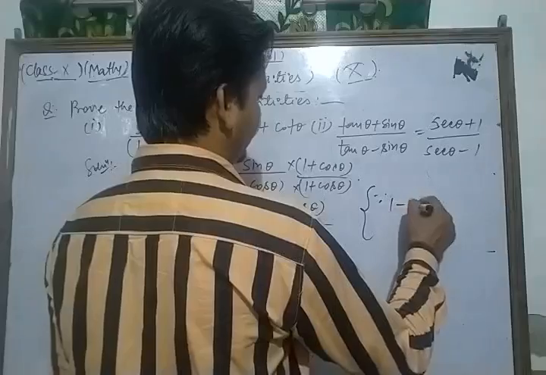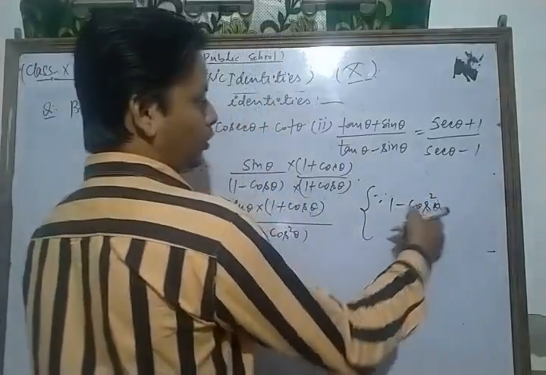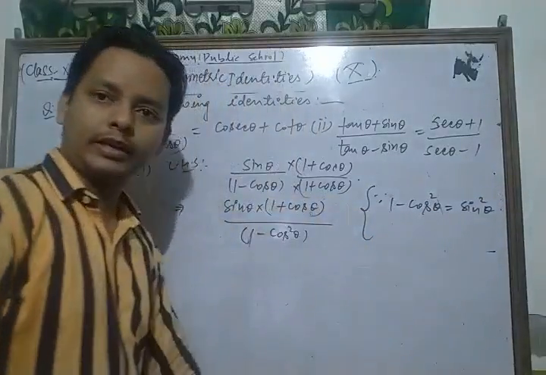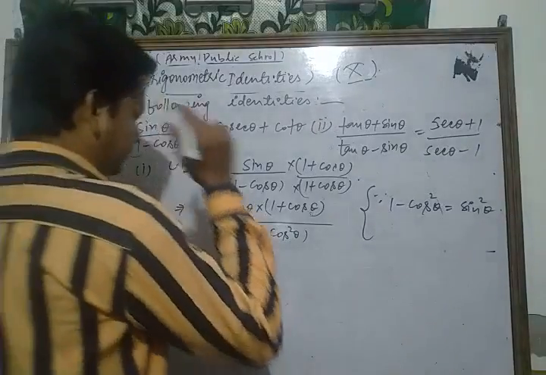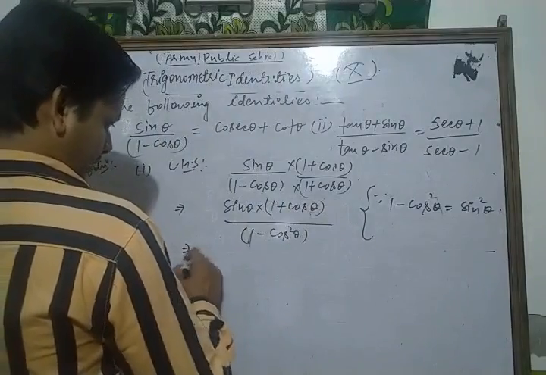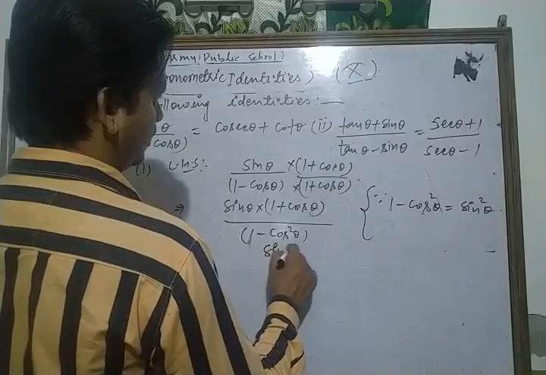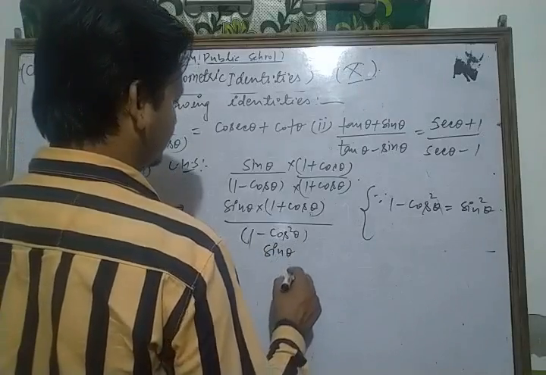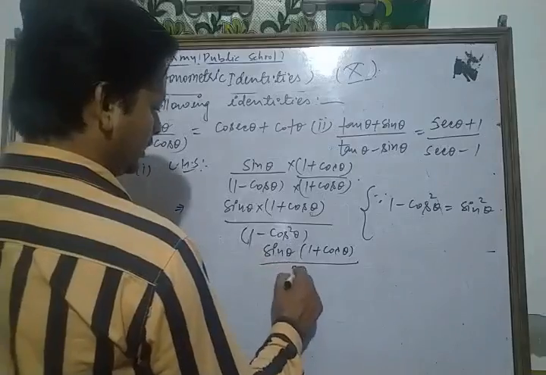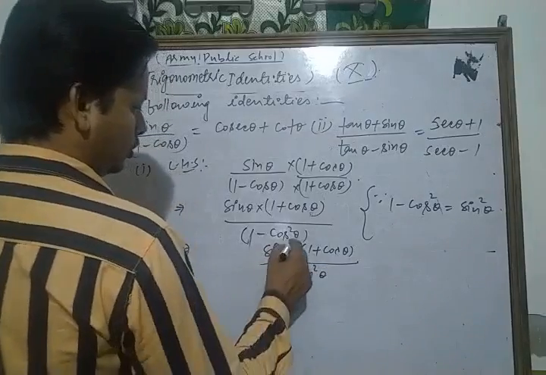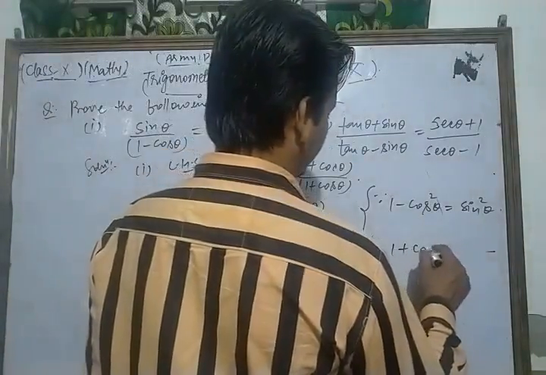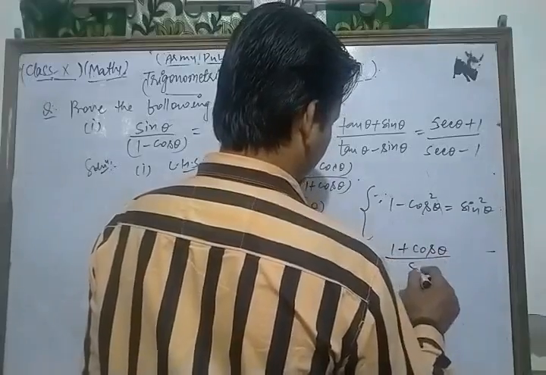Now since we know that 1 minus cos square theta, using identity, is equal to what? Sin square theta. You know that, na? So from there, we put sin theta into 1 plus cos theta upon sin square theta. So one sin theta cancel to each other. So we get 1 plus cos theta upon sin theta.